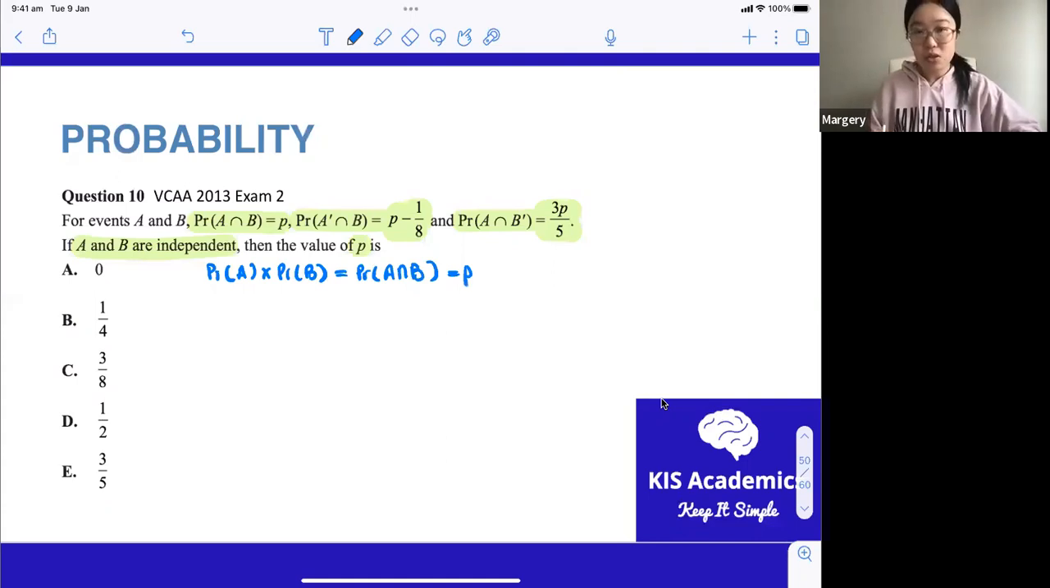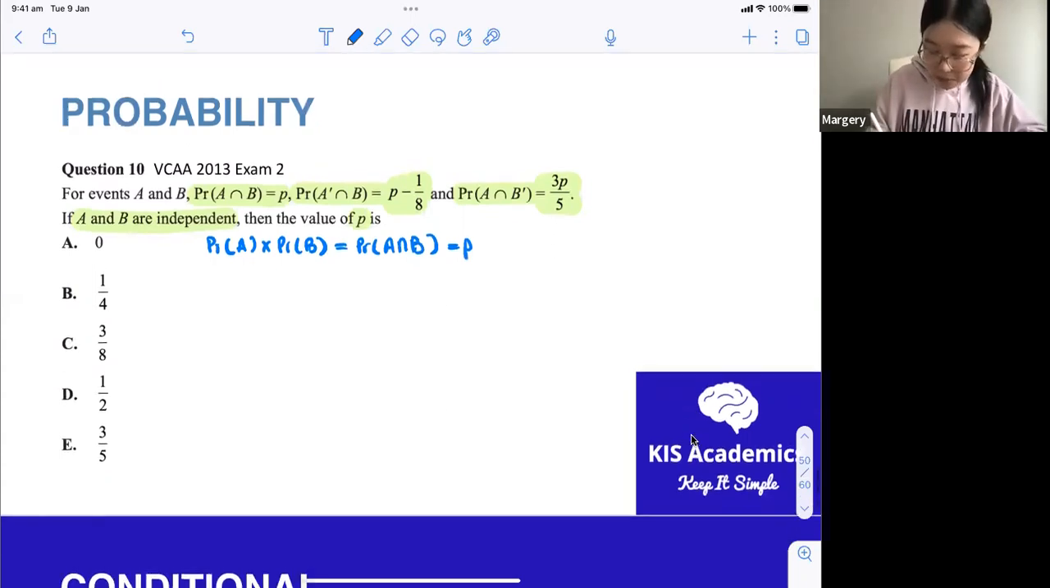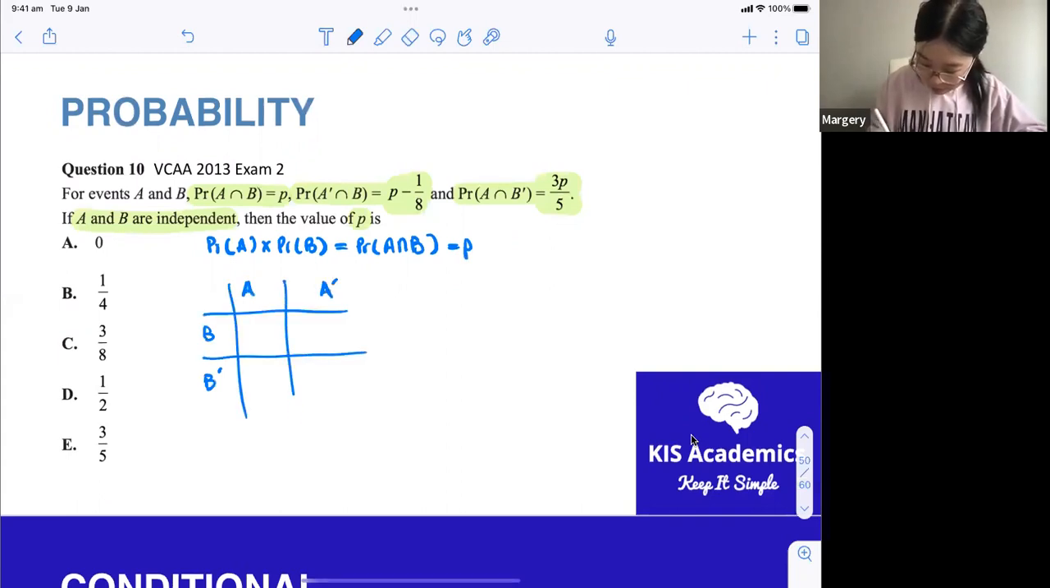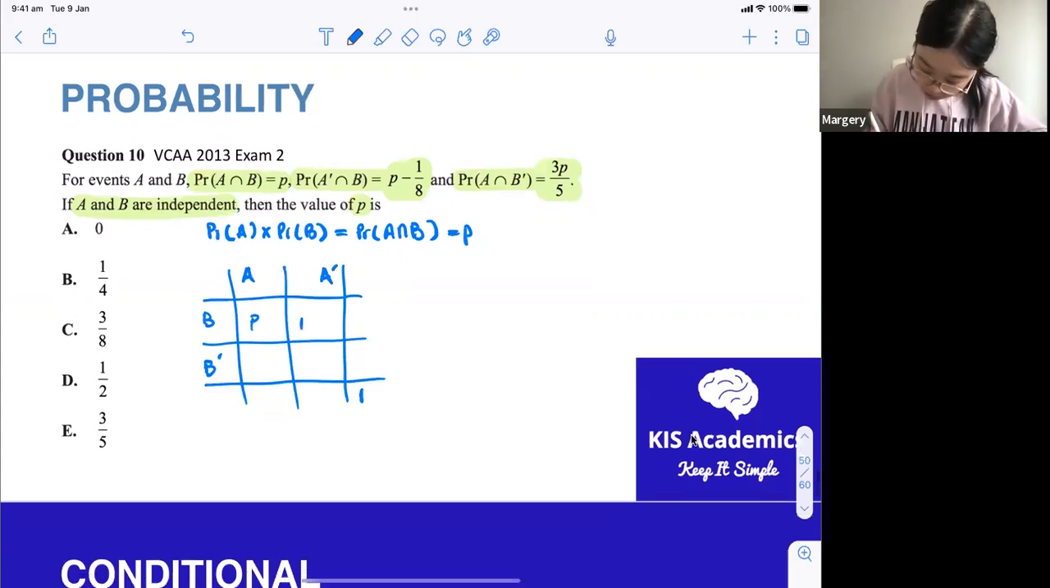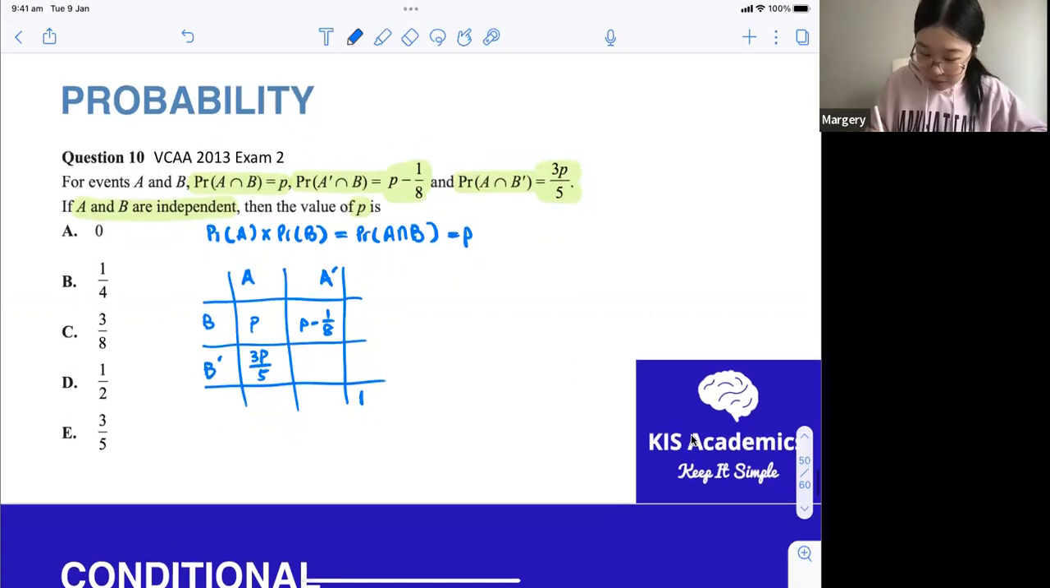So what we can do is draw a two-way table to find out those values. The way we draw this table is I have two events A and B, so I can write down A and A dash, B and B dash over here. So then we get this over here. Looking at this, I know that all probabilities add up to 1, so I have 1 over here. Probability of A and B is P, so I label this. Probability of A dash and B, so this one over here, is P minus 1/8. Probability of A and B dash is 3P over 5. And so that's all the information that we're given from the question.